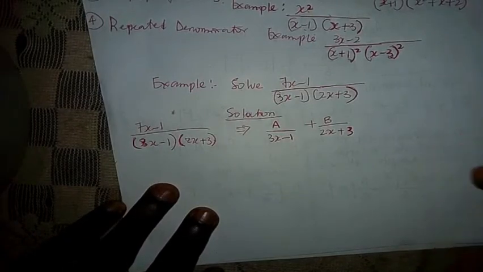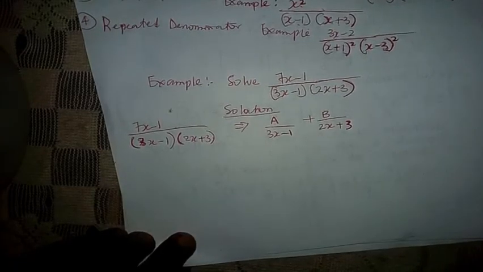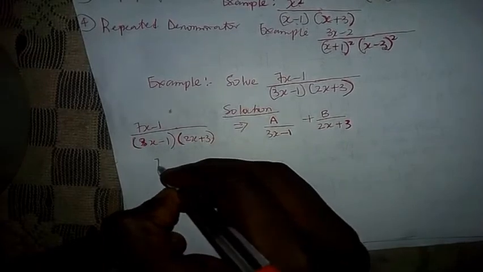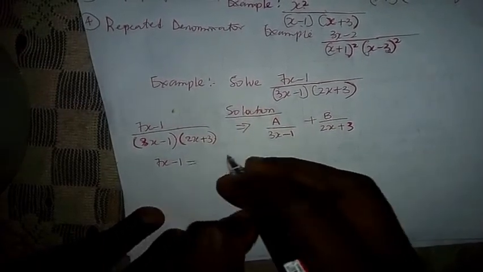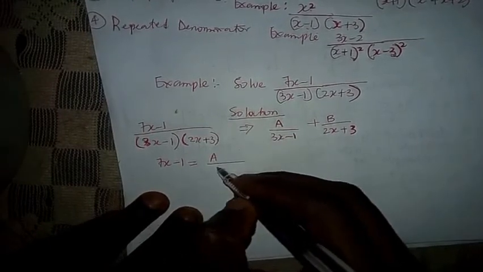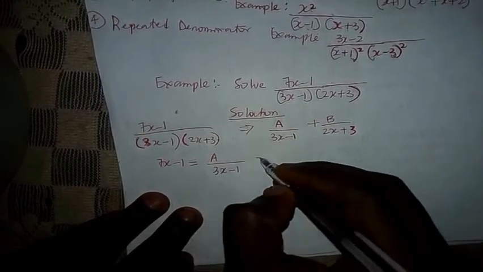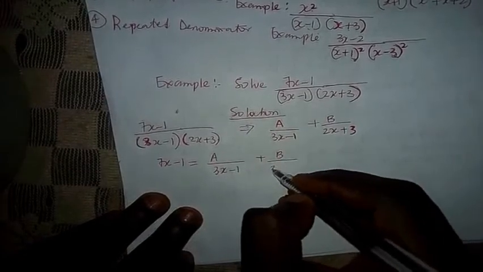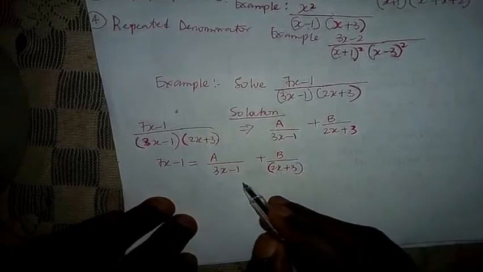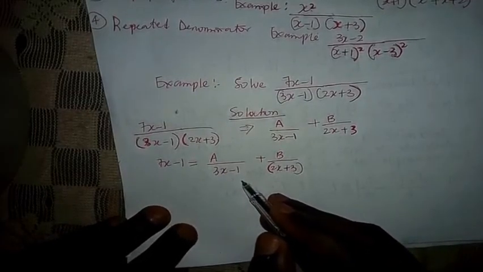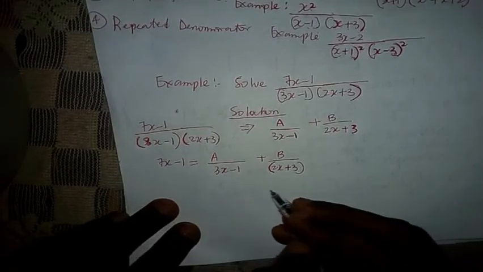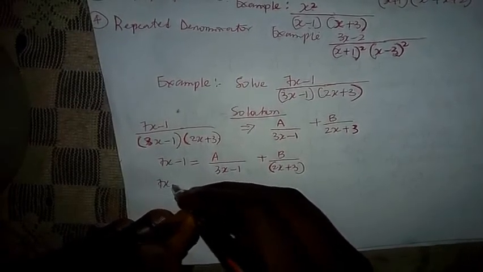So this is what we do. It will be 7x minus 1 is equal to A over 3x minus 1 plus B over 2x plus 3. You find the LCM of this one. The LCM will be what? The LCM will be this, with 7x minus 1 on the left.